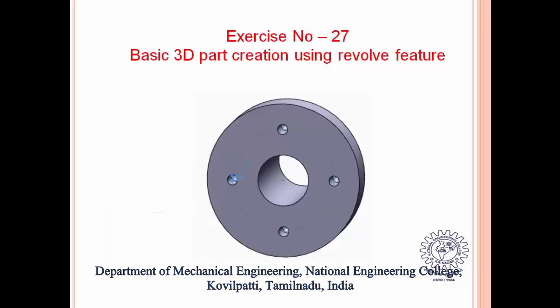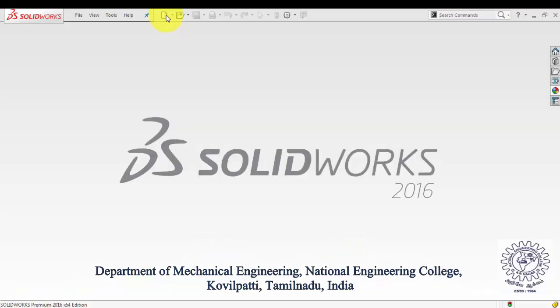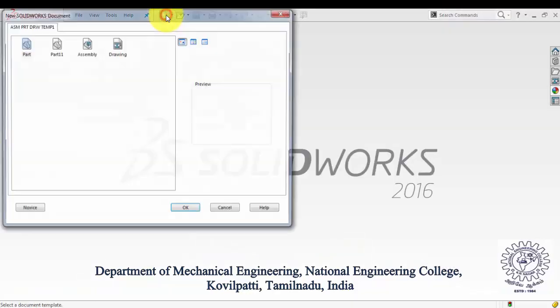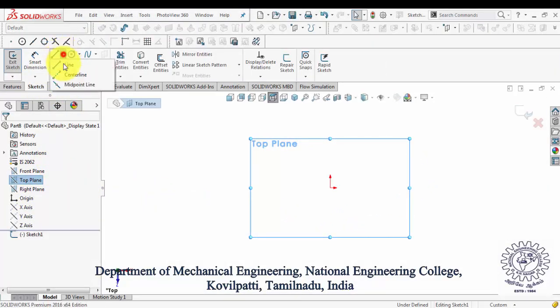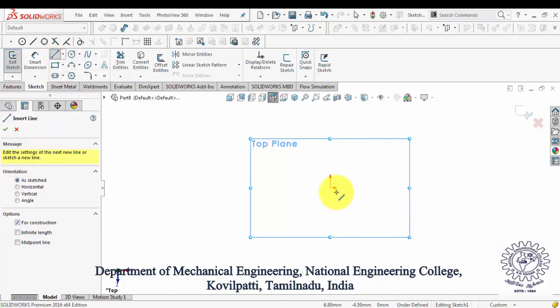In this video, we are going to see the basics of 3D modeling. Exercise number 10. First, select the new part. Then pick the top plane for sketching. Now, select the center line command and draw a horizontal center line from the origin.